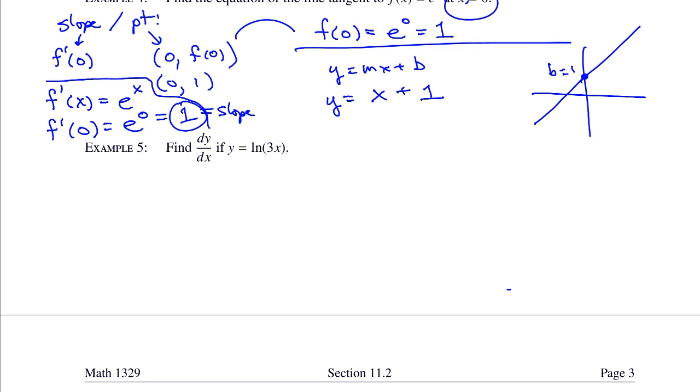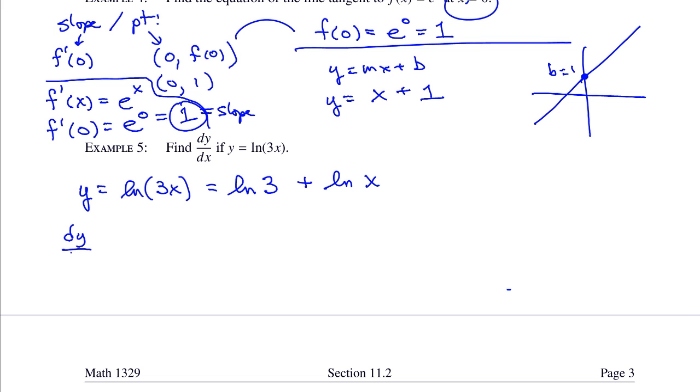Recall that you can split up logs that are multiplied by addition. So the natural log of 3x is the natural log of 3 plus the natural log of x. Verify going backwards that if you were asked to simplify natural log of 3 plus the natural log of x into one log, then that would give you the natural log of 3x. Now we can take the derivative.